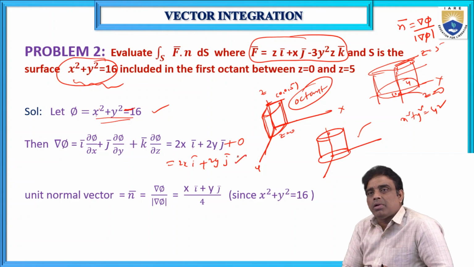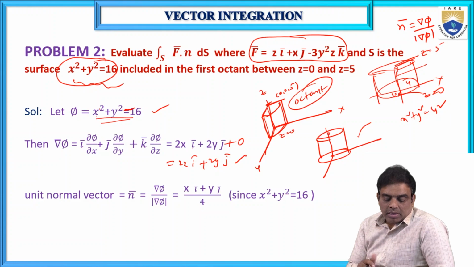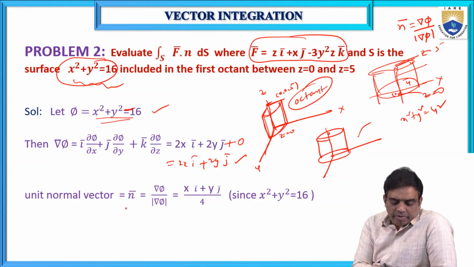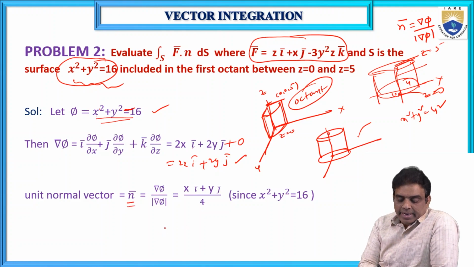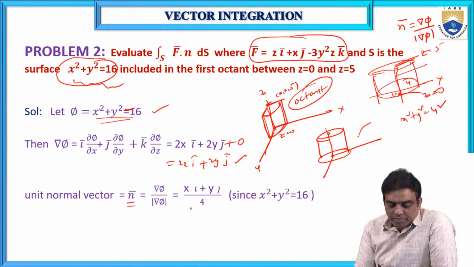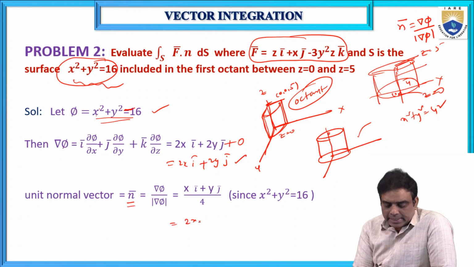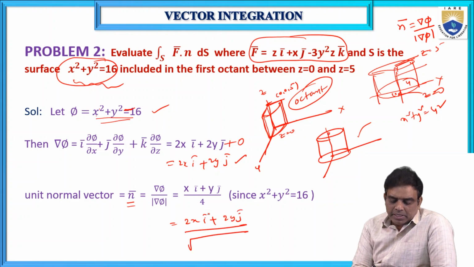Grad phi means the normal vector to the surface. Then what is the unit normal vector, n bar? How do we get it? Grad phi divided by the magnitude of grad phi. That is 2x i bar plus 2y j bar, divided by the square root of x square plus y square.